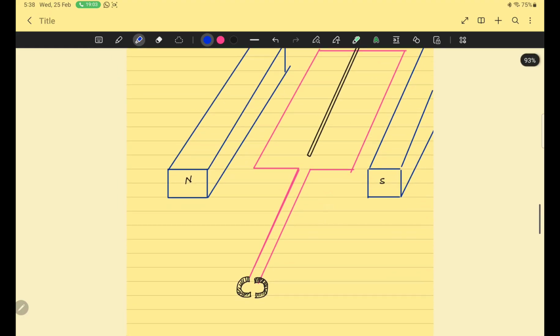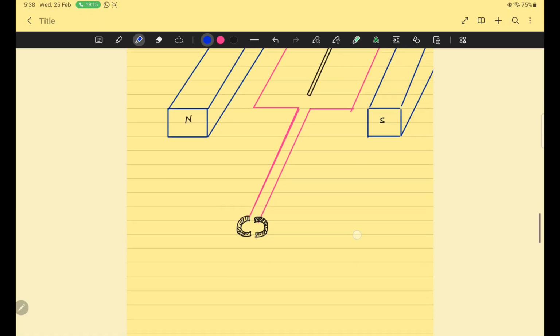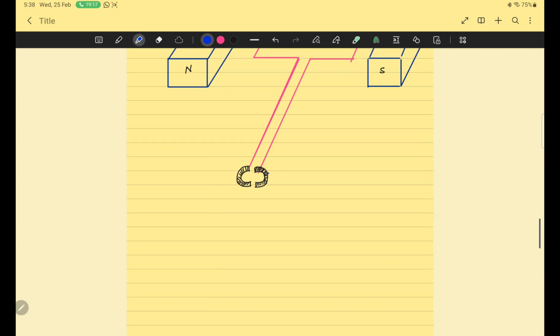Remember, commutator will move with coil. Commutators are not stationary. Commutator will turn with coil, but this is called carbon brush, and this carbon brush will remain at rest. Carbon brush will not turn.